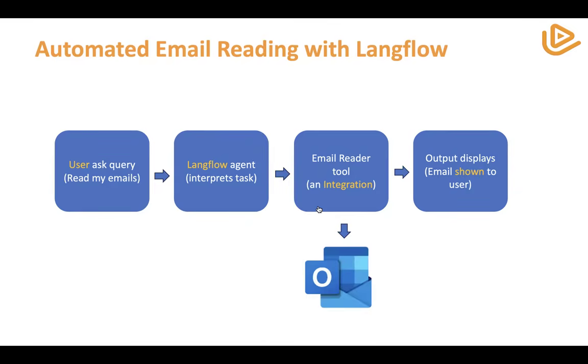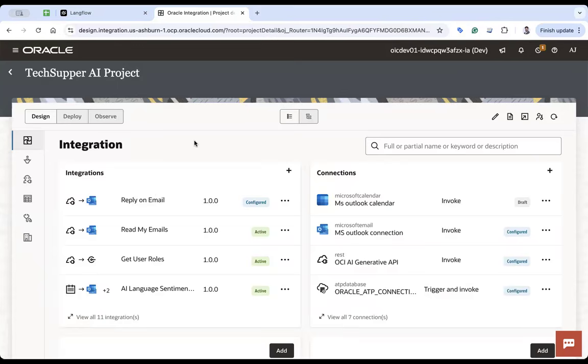So let's see how this can be done. We have to, of course, go to the integration and create an integration. The integration is already ready, which reads the email from the inbox using this MS Outlook connection. If you see, the process is very simple. Read my emails.